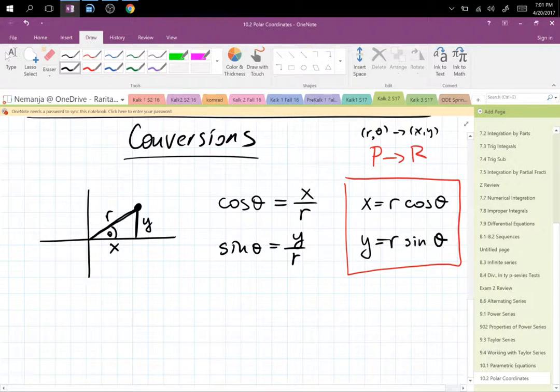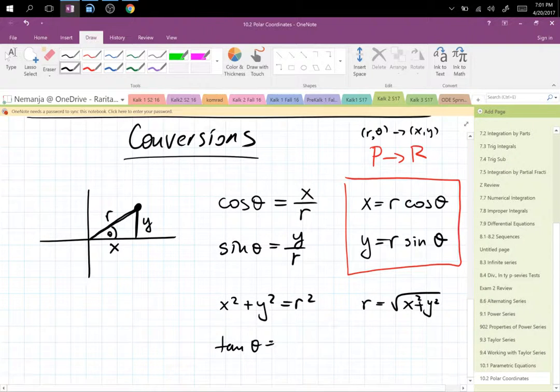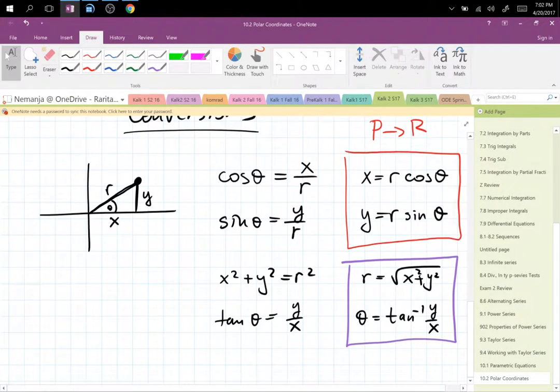Now if you write the other two formulas, Pythagorean theorem, which is x squared plus y squared is equal to r squared, from there you can see that r is the square root of x squared plus y squared. And if you write your tangent theta as y over x, right, opposite over adjacent, you see that you can write your theta as the inverse tangent of y over x. Now if you look at these formulas, they are clearly rectangular to polar, because you have both x and y given, and you can find r and you can find theta.